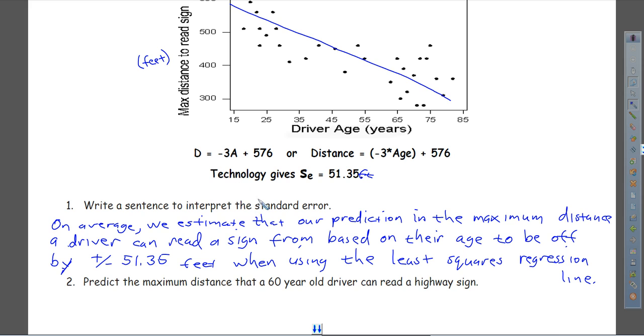So how do I want you to think about this? Let's put this into another view and say, well, we're looking at all these vertical distances. Remember, vertical, maximum distance. Think of this as creating a type of window. If we looked at all those vertical distances and we averaged them out, we can create this window here of where we expect the actual maximum distance that a driver can read a sign from would fall somewhere in this window.